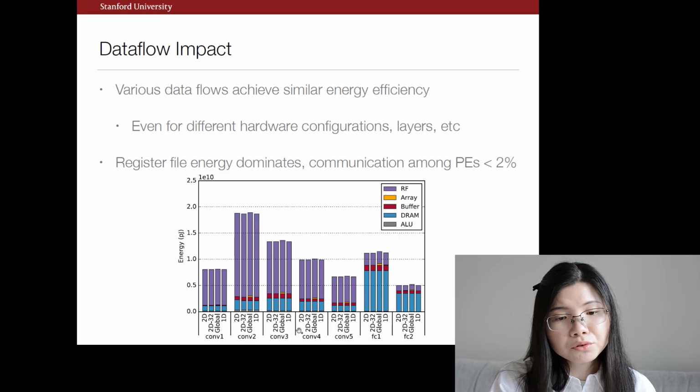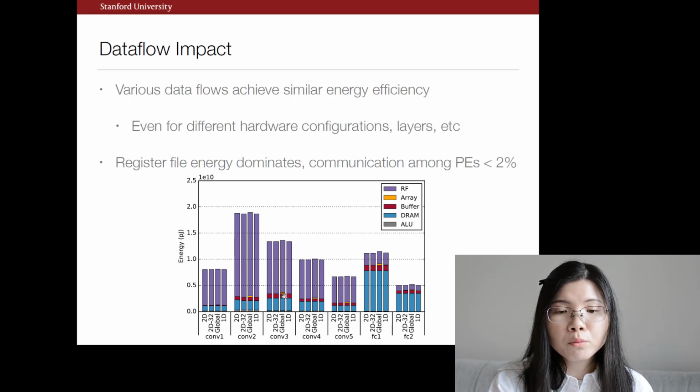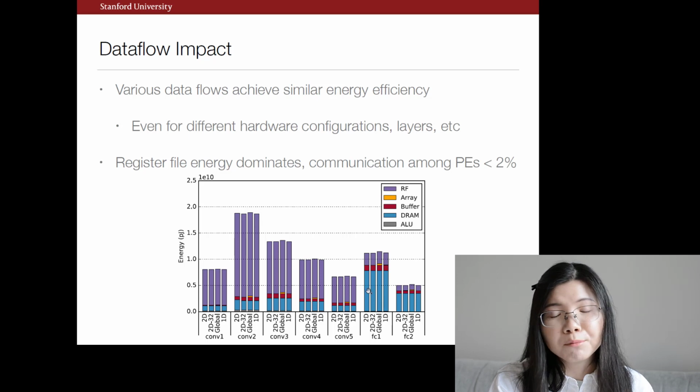It is interesting to note here that the communication energy, which is the yellow bar, among the PEs is a very small portion. That explains why many data flows achieve similar energy efficiency, and broadcast array has only a small additional energy cost. We also look at the fully connected layer here. Since there is little data reuse, the energy is dominated by the DRAM rather than communication, so data flow choice has still less impact.